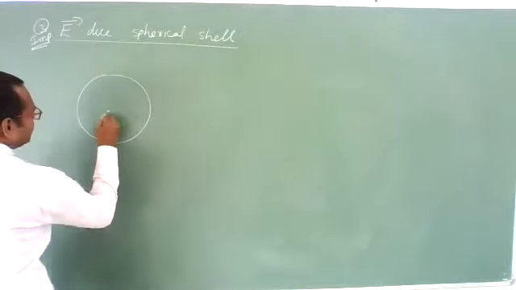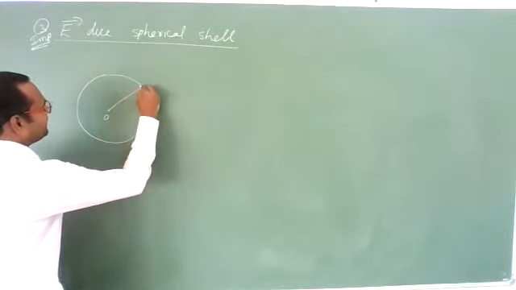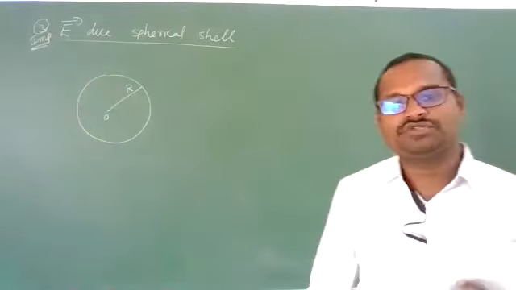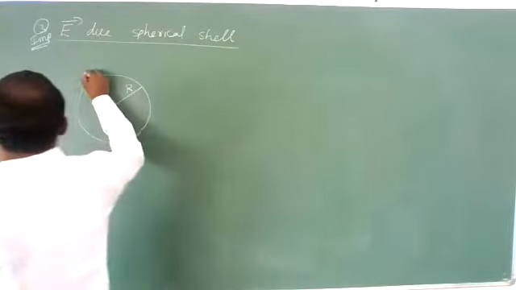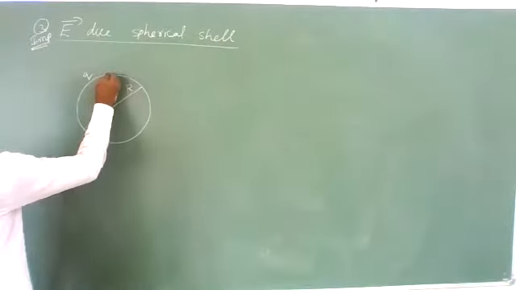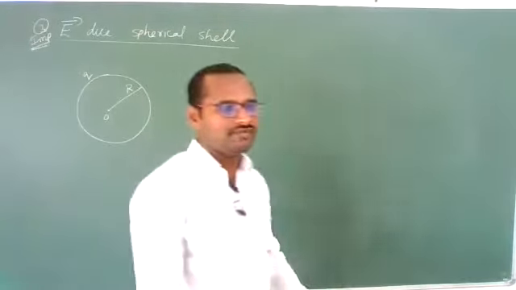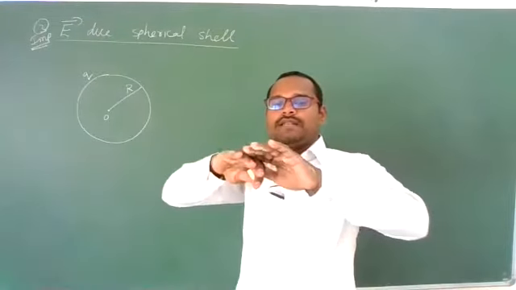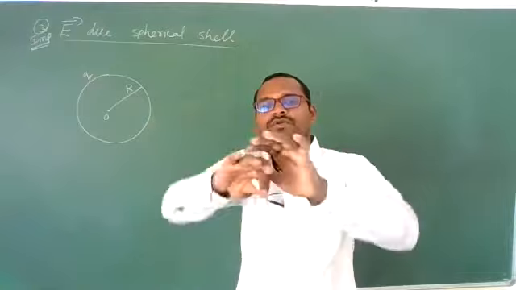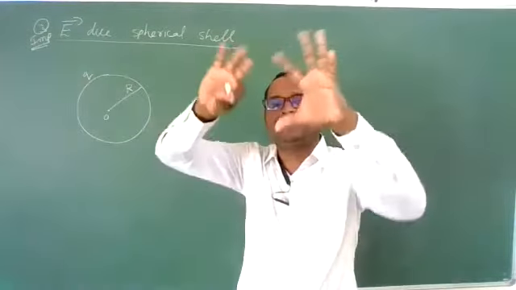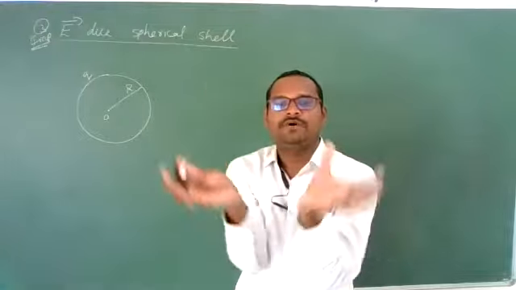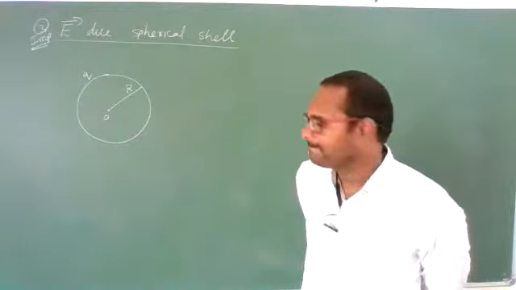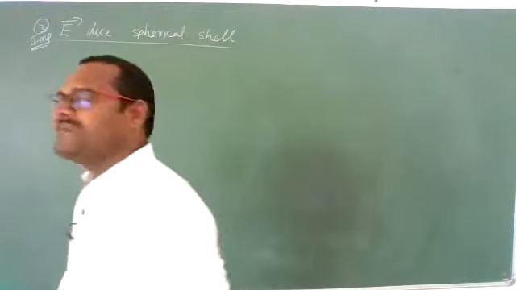Now, this is the center of the shell, and it has a radius capital R, let us suppose. Let us suppose some charge Q is given to this spherical shell. How much charge have we given? Q charge we have given to this spherical shell, and this Q charge will spread uniformly throughout this spherical surface. Everywhere on the spherical surface of the ball, charge Q is distributed uniformly. Total charge is Q.